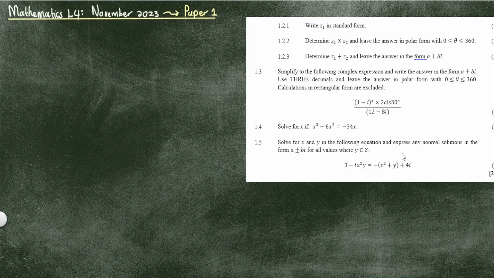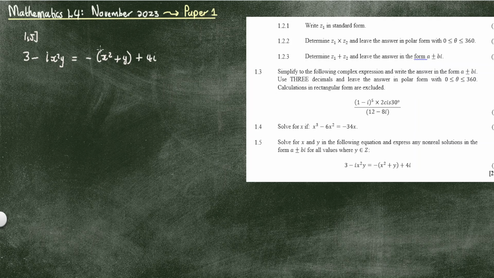Alright, for the last one, we have a simultaneous equation. They want us to solve for x and y in the following equation and express any non-real solutions in the form a plus minus bi for all values where y is an element of the real numbers. So 1.5, I have (3 minus i) x squared y equal to minus x squared plus y plus 4i.